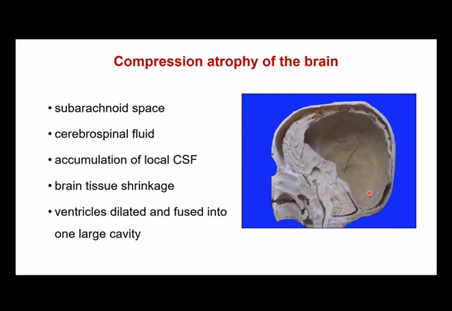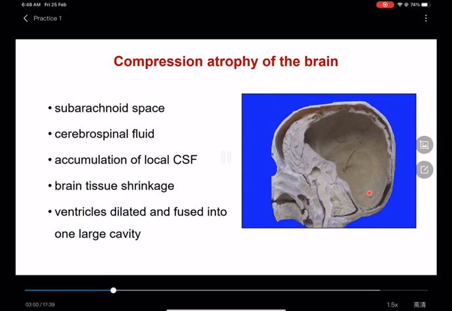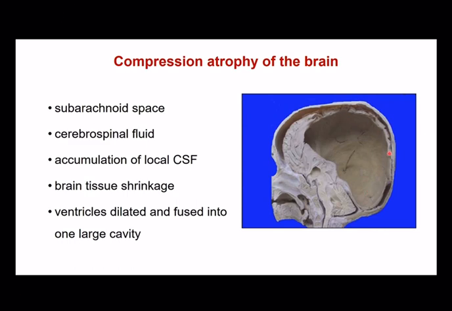The pressure will increase and eventually compress the brain tissue. The brain tissue undergoes atrophy. In here, it's as thin as the eggshell. The four ventricles dilated and fused into one large cavity. This case is a fetus with intrauterine infection. The pressure of CSF also hindered the cerebral development.